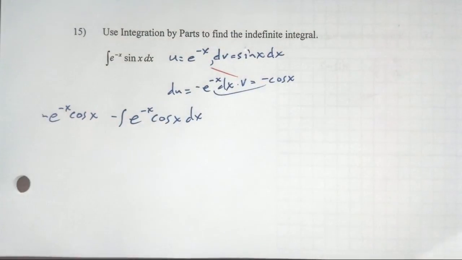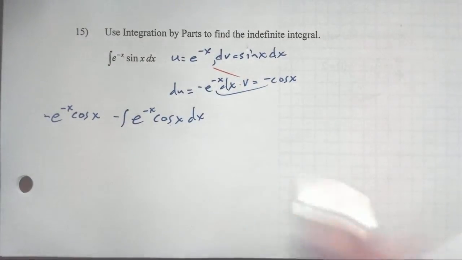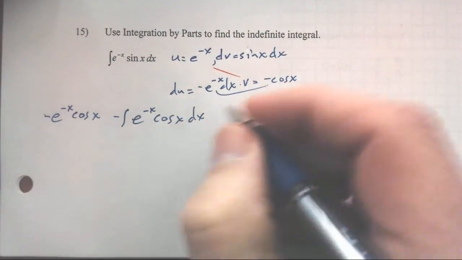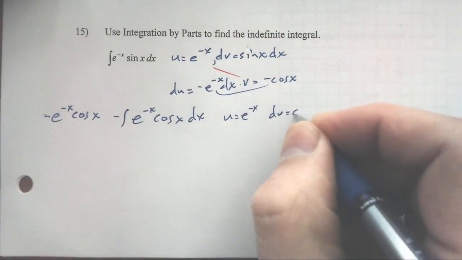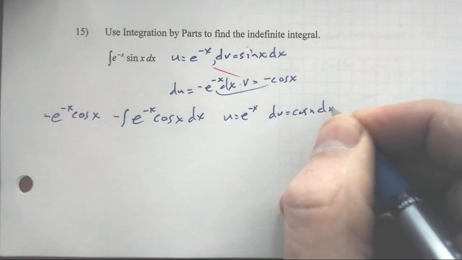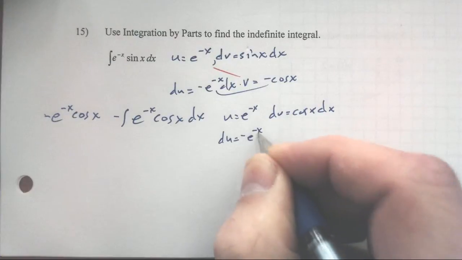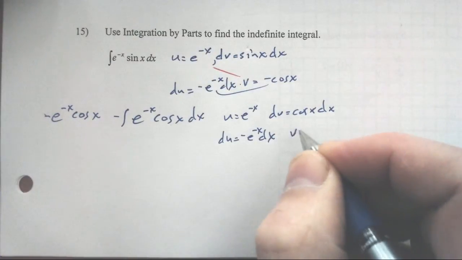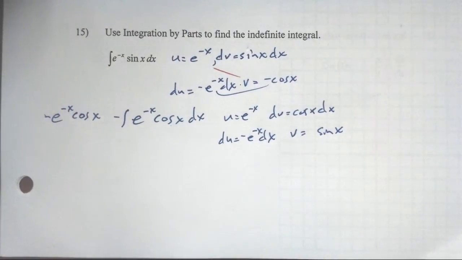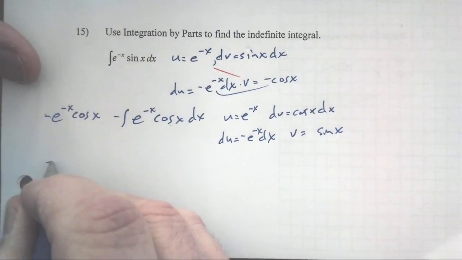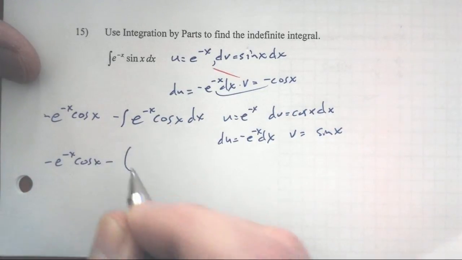dx. Okay, so we haven't come around yet, but we're getting closer, I think. So what do we do here? We go, how about u is e to the negative x, dv is cosine of x dx, making du negative e to the negative x dx, making v want to be sine of x. Sine's derivative is cosine, so we're in good shape there.